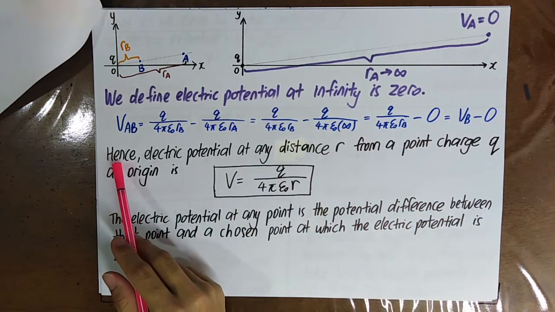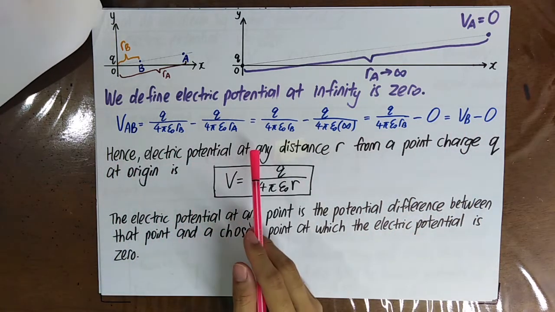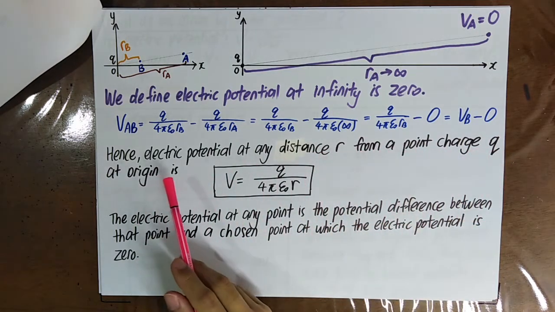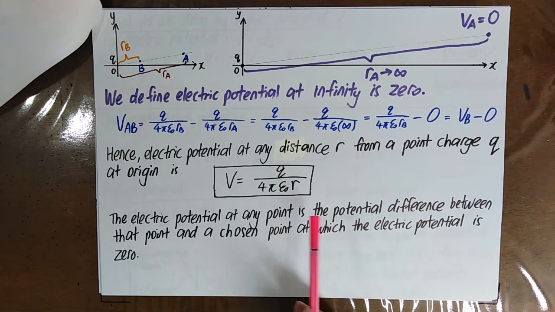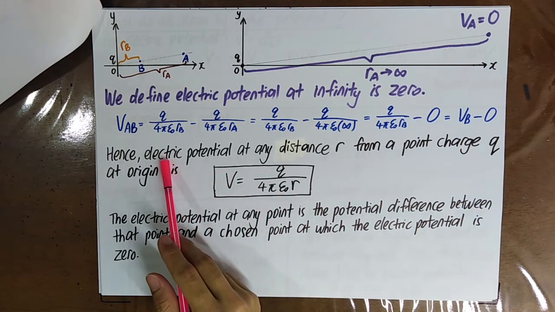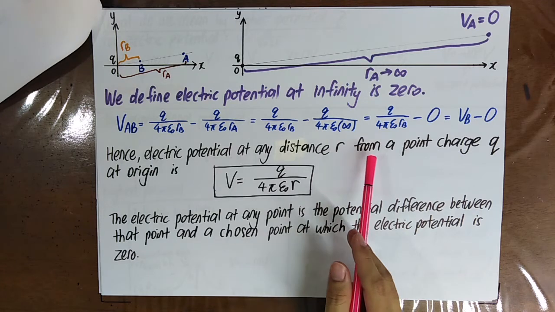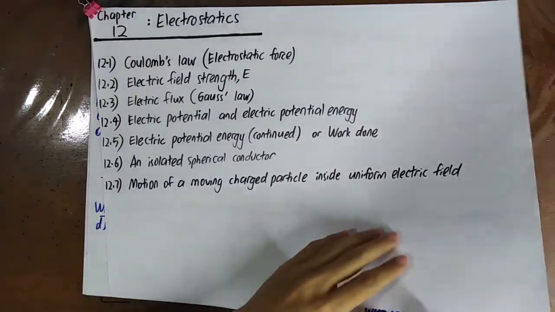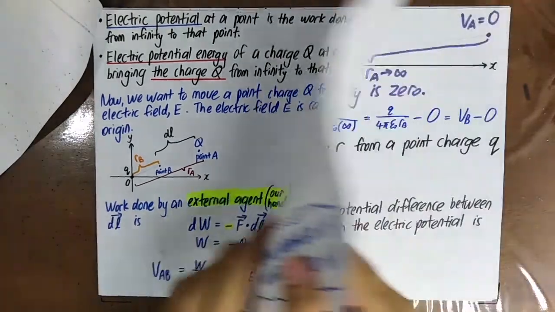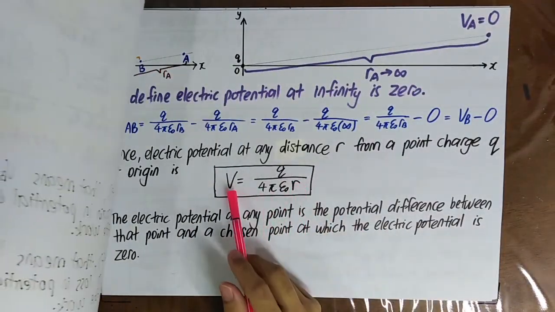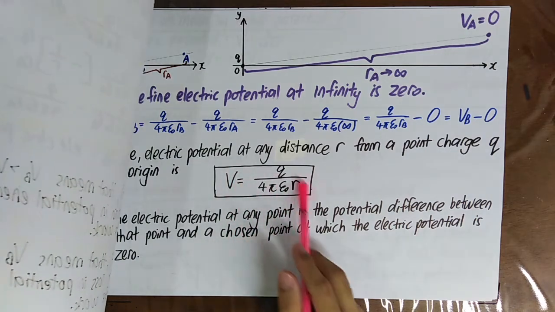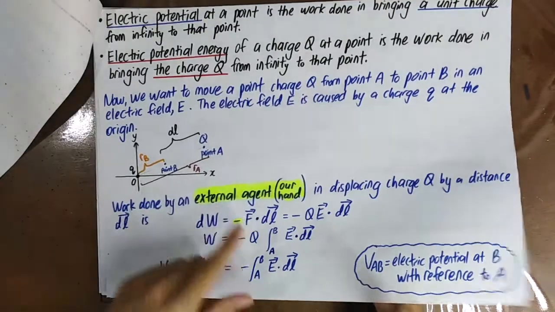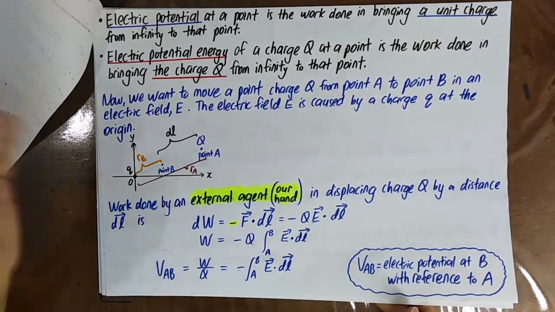Then we say that the electric potential at any distance r from a point charge small q at the origin is V equal to this one. Remember, the electric potential at any point from the point charge small q at the origin is this. So you know that the electric potential is not contributed by the capital Q, because the capital Q has already been divided out.